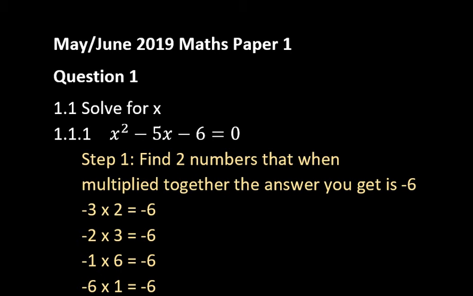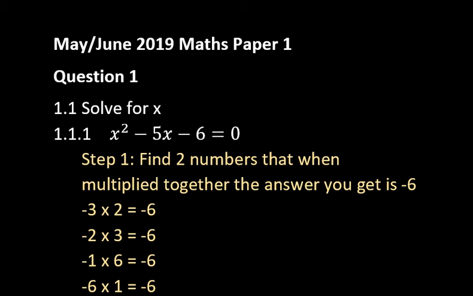So in this video, I'll be going through the May-June 2019 Maths Paper 1, question 1. The first question is 1.1, which is solve for x, and you are given the equation x squared minus 5x minus 6 is equal to 0.